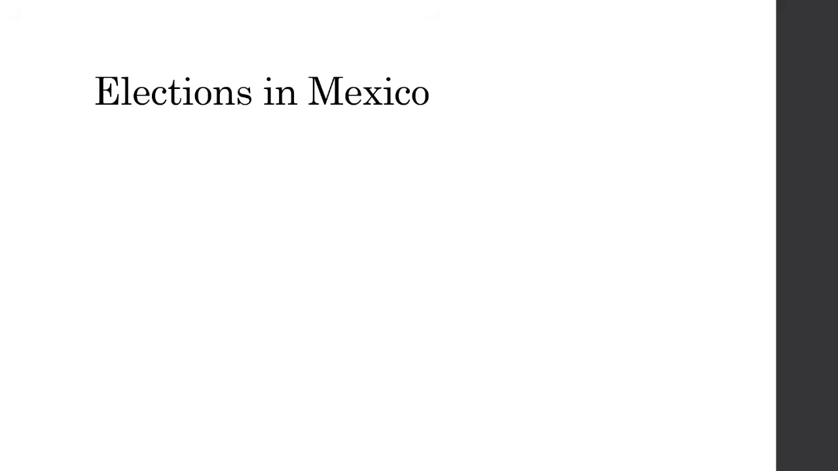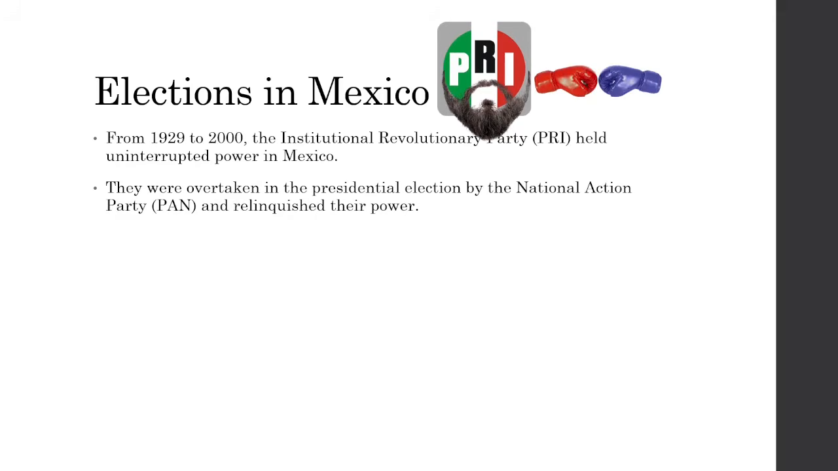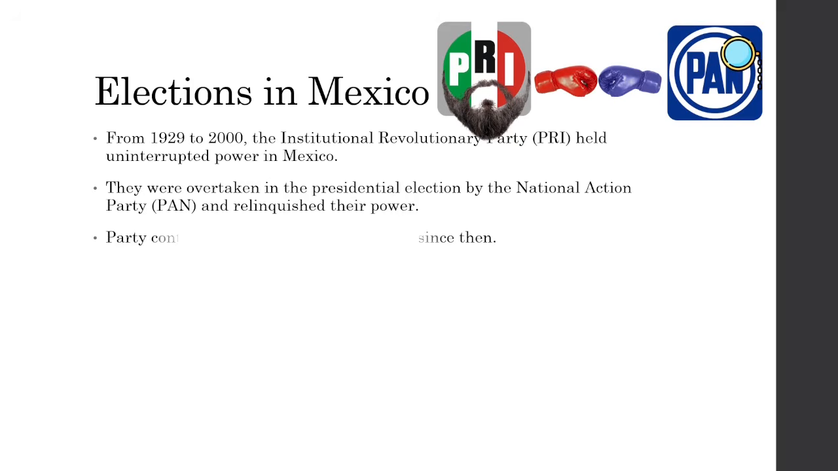So let's look at elections in Mexico. From 1929 to 2000, 71 years, the PRI party, the Institutional Revolutionary Party, held uninterrupted power in Mexico. Every single presidential election for 71 years was won by a member of the PRI party. They were overtaken in the presidential election by the National Action Party in the year 2000, and they relinquished their power. So that shows a sign of competition and fair elections in Mexico. That shows a sign of democracy.